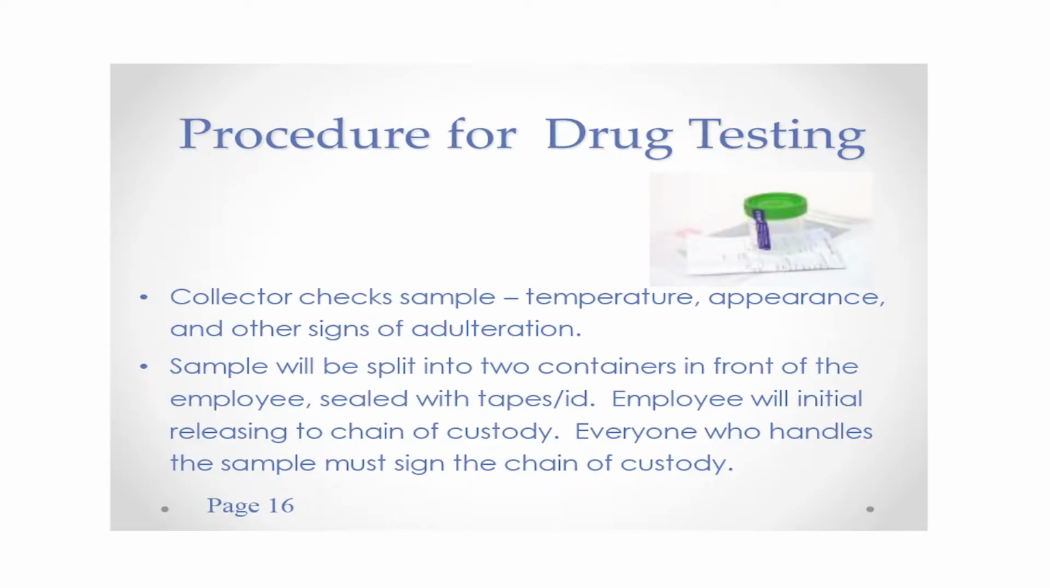The collector will check the sample for temperature, appearance, or any other signs of adulteration. The sample will be split into 2 containers right in front of you, sealed, taped, initialed. The employee will initial the release of chain of custody of that sample, and everybody who touches it from then on has to sign that.